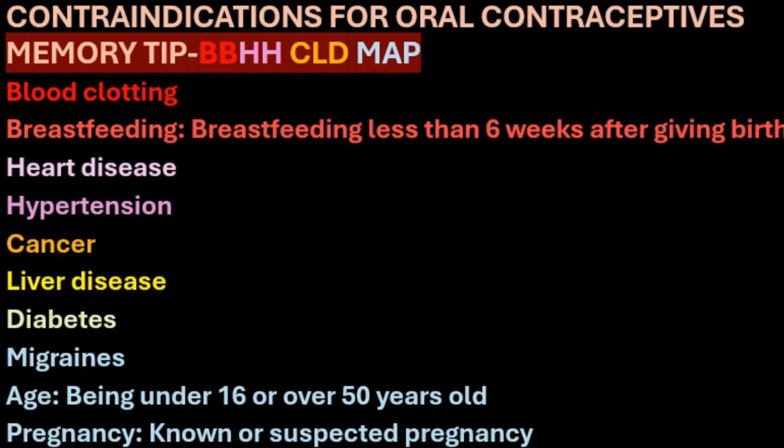Let us quickly go through the contraindications for oral contraceptives. The memory tip here is BBHHCLD-MAP. That is from the first letters of these contraindications. BB is for blood clotting and breastfeeding. HH for heart disease, hypertension. CLD is for cancer, liver disease and diabetes. MAP is for migraine, age being under 16 or 50 years, and P is for pregnancy.